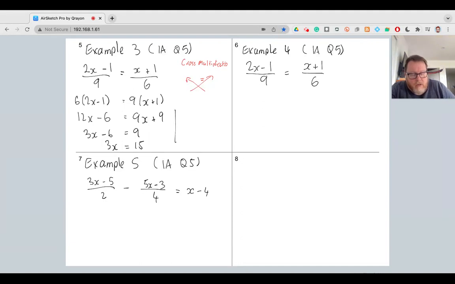And I just want to keep it on this slide or this box. So I'll just put it over here. And then I'm going to divide both sides by 3 to get x is equal to 5.